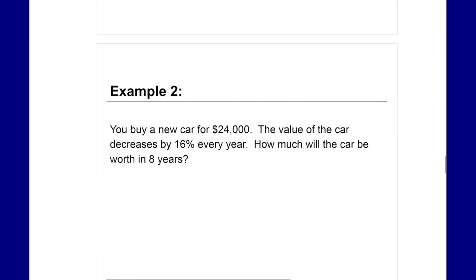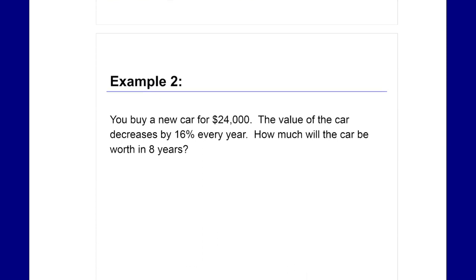So for example, you buy a new car for $24,000. The value of the car decreases by 16% every year. How much will the car be worth after 8 years? So our initial value, we'll highlight, is 24,000. We see it decreases by 16%, and we're going to be looking for the worth after 8 years. Our initial value is 24,000. Our r is 0.16, or 16% as a decimal. Our x value is just going to be 8.